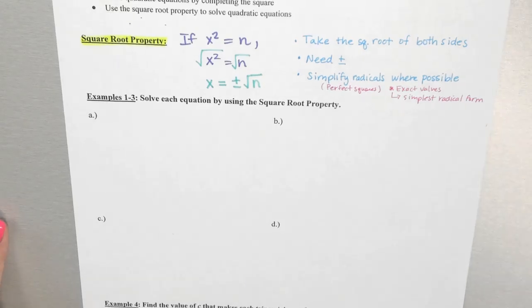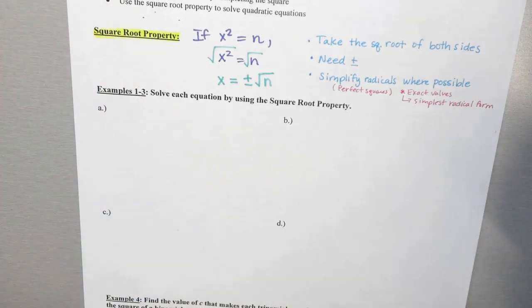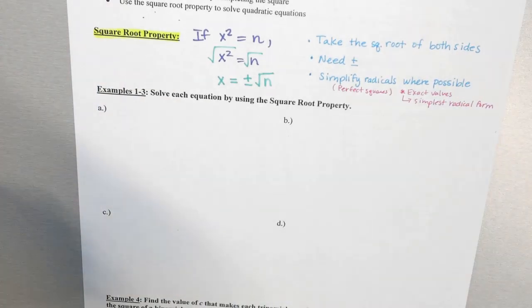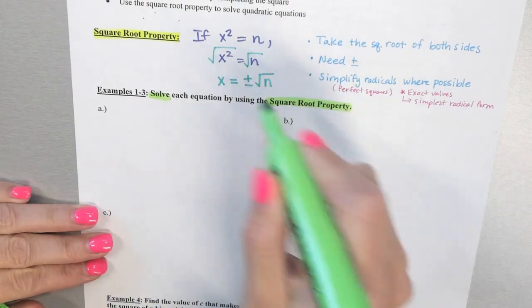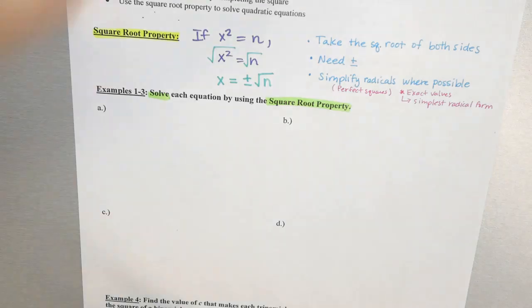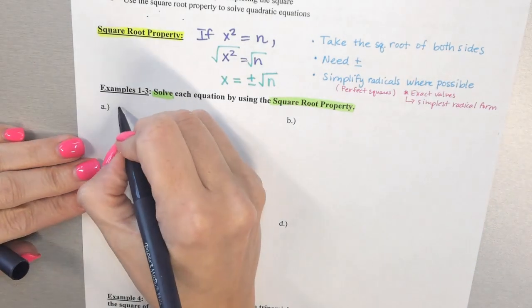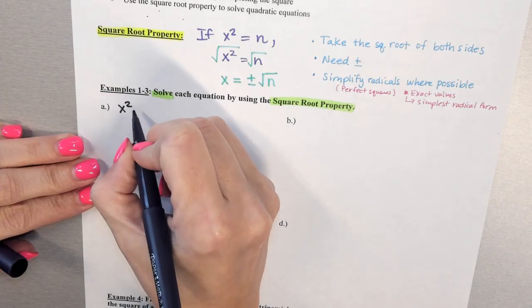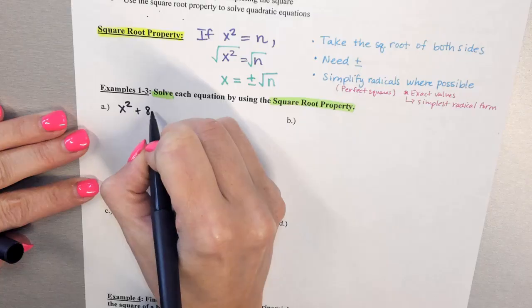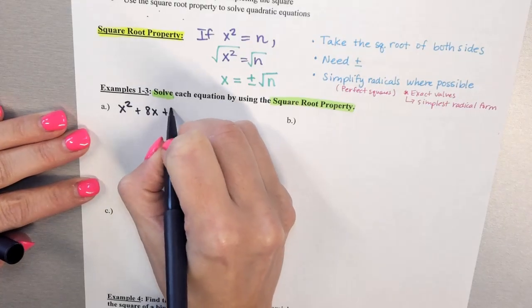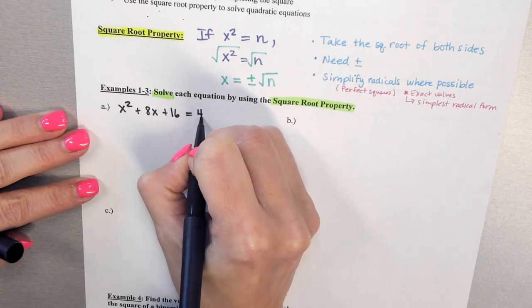Okay, so examples 1 through 3, it says solve each equation by using the square root property. So solve using the square root property. Okay, so for number 1, well, letter A in examples 1 through 3, x squared plus 8x plus 16 equals 49.